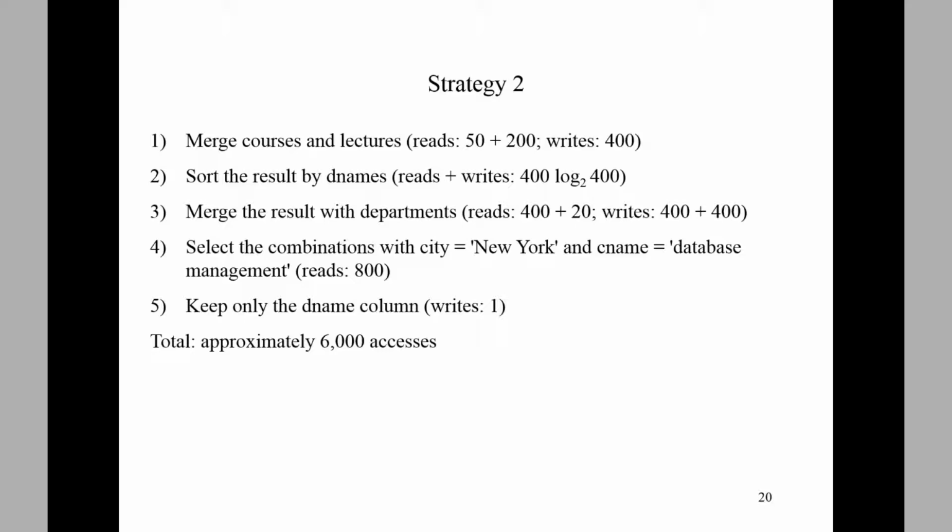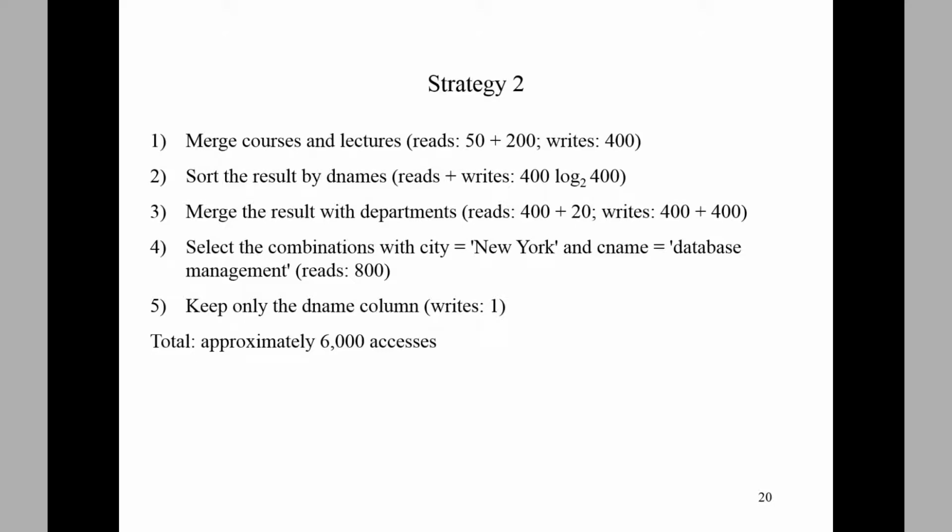Well, that'll be 50 reads plus 200 reads, and we'll end up with writes of 400. Then sort the result by the department names. And again, because of the sort, we see n log n, and we have 400 blocks, and that attributes then for the read and the write operations for step 2. Step 3 says to merge the result with departments. Step 4, select the combinations with the city equal to New York and the course name equal to database management. And finally, keep only the department name columns. Ends up with a total of about 6,000 accesses, considerably fewer than what we saw just a moment ago.